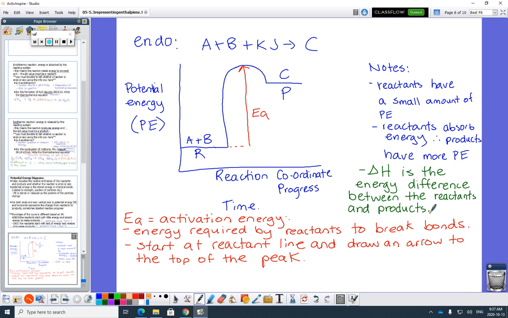Okay, so how do we show that? The energy difference between the reactants and products. Here's the products, here's the reactants. So it's the height between them, or distance, whatever makes the most sense to you.